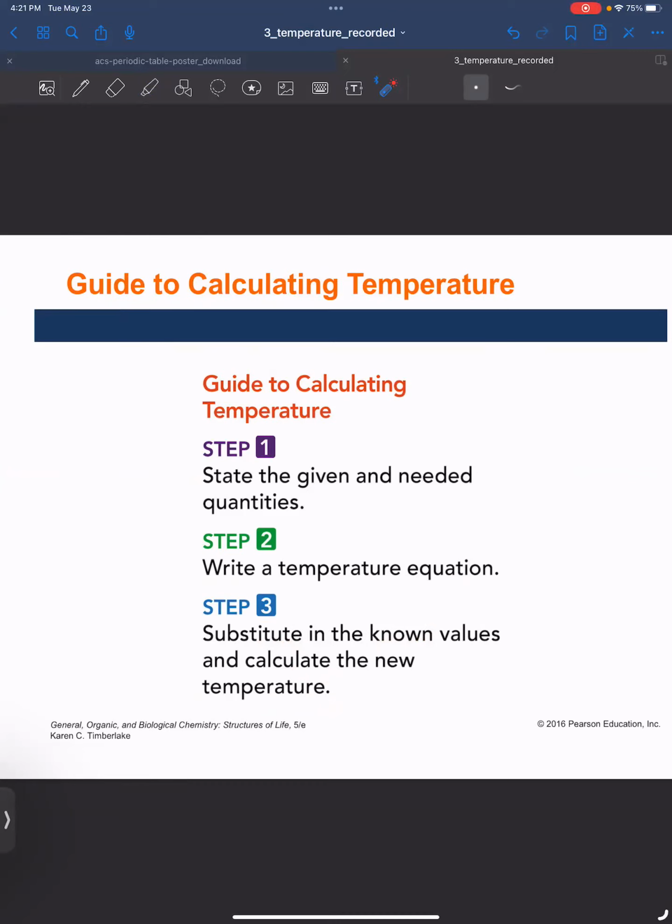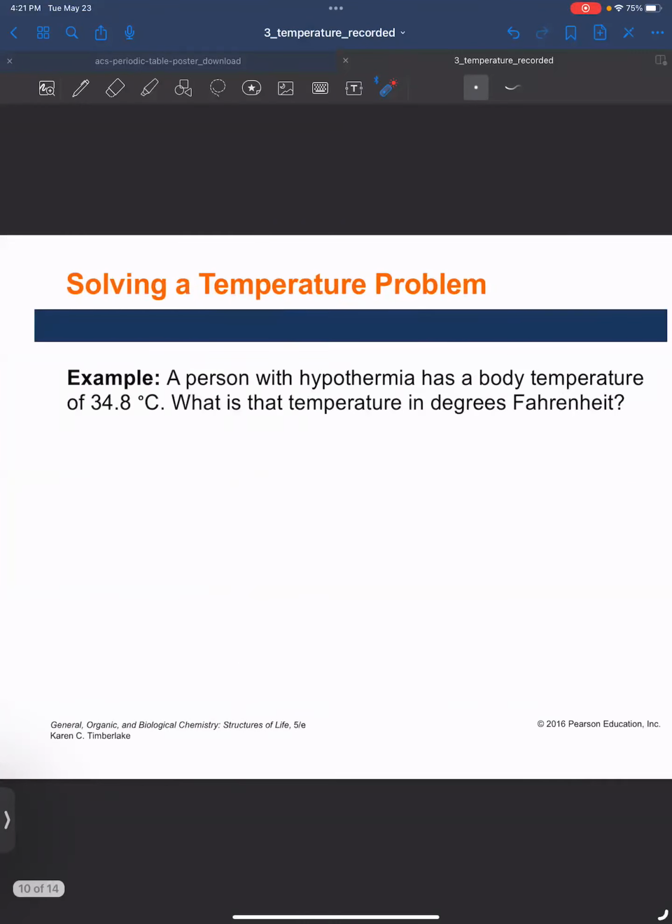So let's do an example together. A person with hypothermia has a body temperature of 34.8 degrees Celsius. What is the temperature in degrees Fahrenheit? Once again, we always want to write our given. We are given the temperature in Celsius is equal to 34.8 degrees Celsius, and we need to find the temperature in Fahrenheit.